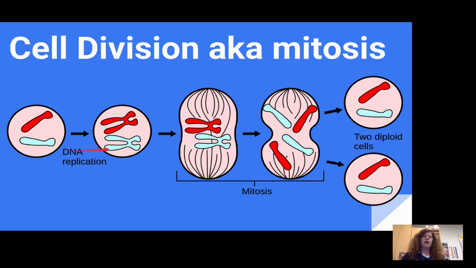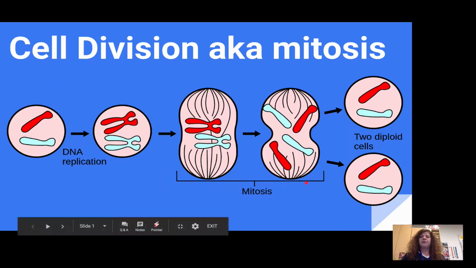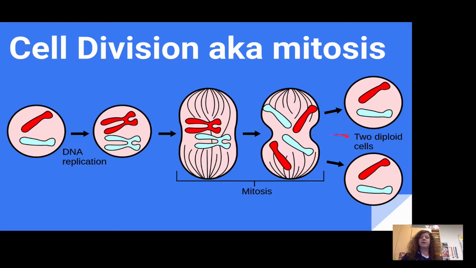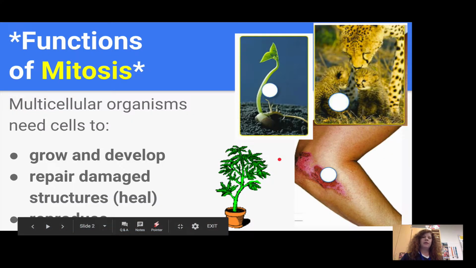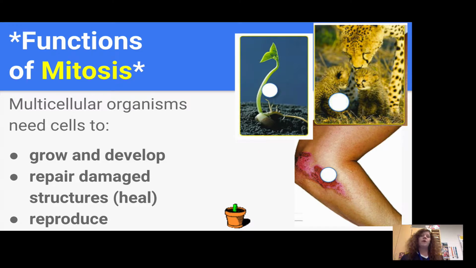Right here is not part of mitosis, it's called interphase. And then we go through the process of mitosis, which eventually leads to two exact copies of that parent cell, which are called two daughter cells or diploid cells. Functions of mitosis. Why is mitosis important? Well, multicellular organisms need to be able to grow and develop, repair damaged structures, or heal themselves and reproduce.